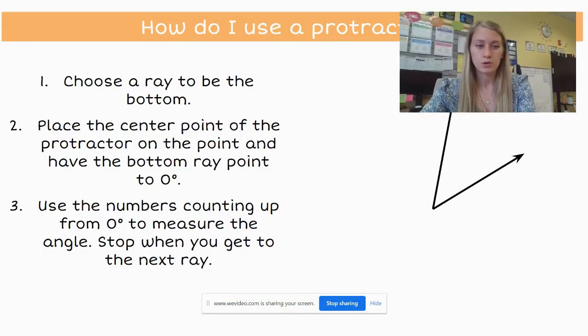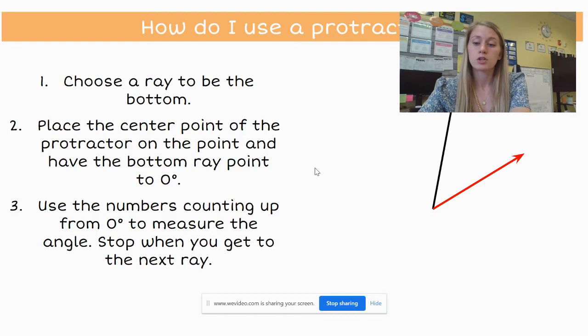Make sure to write down your objective. So how do we use a protractor? First, when we're presented with an angle, you're going to choose a ray to be the bottom of the protractor that you're going to line it up with. Then you're going to place the center point of the protractor on the point and have the bottom ray point to 0. So I'll show you what that looks like.